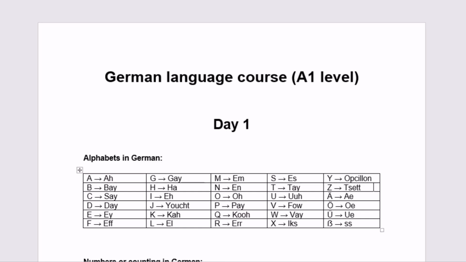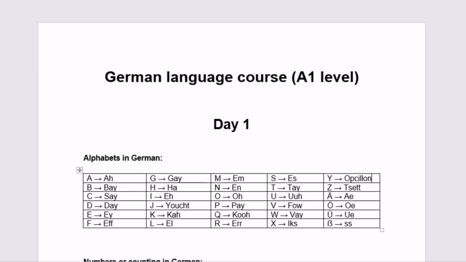Y, epsilon. Here Y is epsilon, but if we use this letter in a word, it will just sound like the English one. It won't sound like epsilon. It sounds like just the English one. Okay, and we have Z, set.